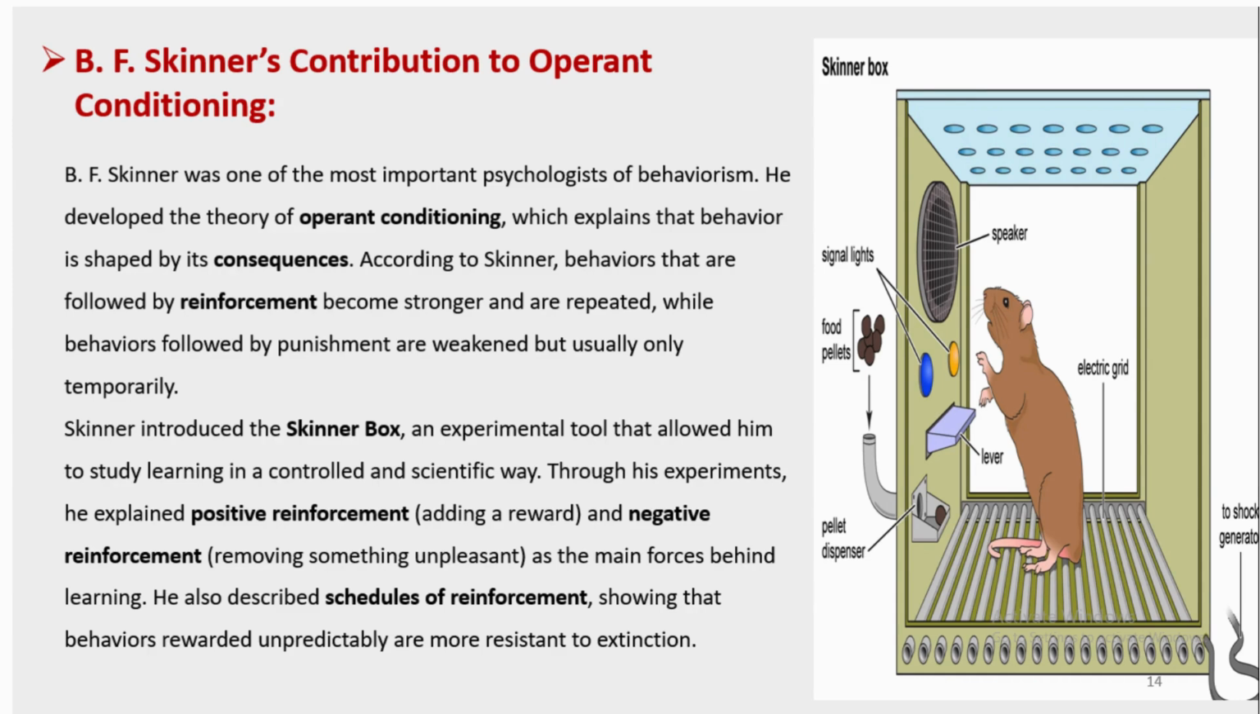Skinner introduced the Skinner box, an experimental tool that allowed him to study learning in a controlled and scientific way. Through his experiments, he explained positive reinforcement, adding a reward, and negative reinforcement, removing something unpleasant, as the main force behind learning. He also described schedules of reinforcement, showing that behavior rewarded unpredictably is more resistant to extinction.